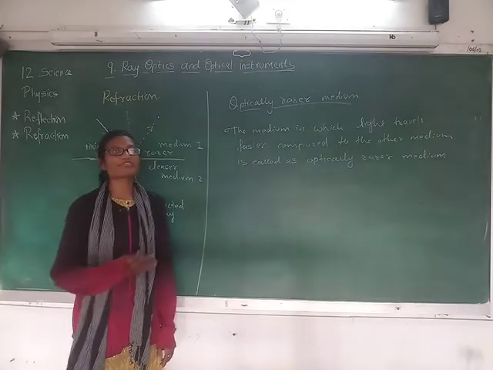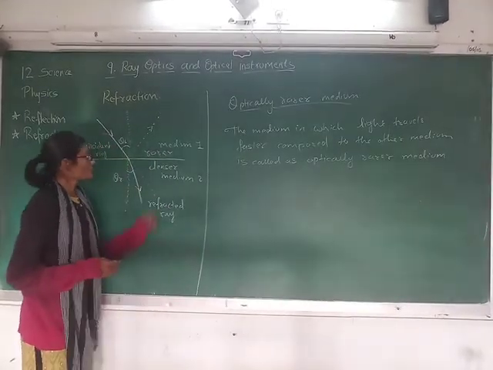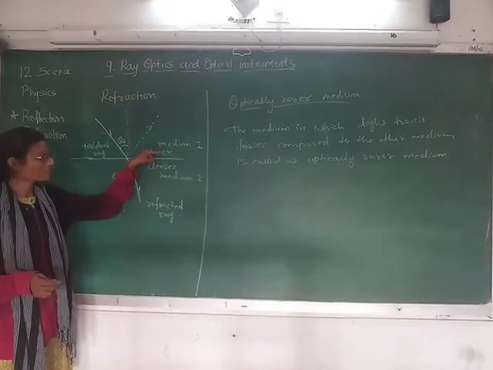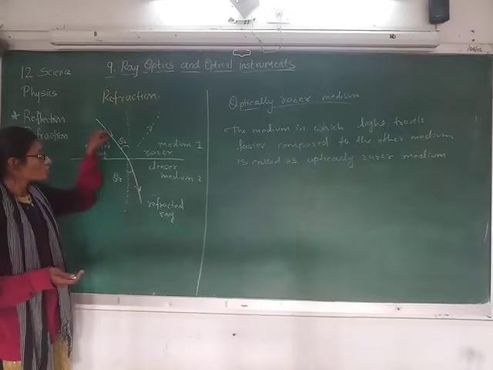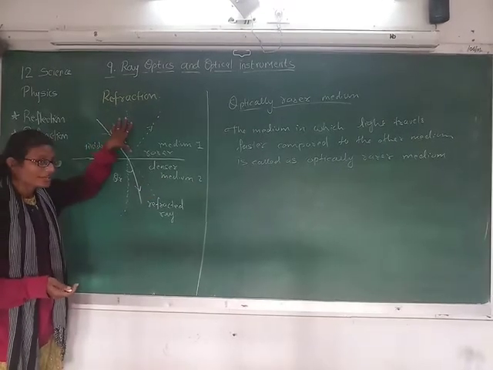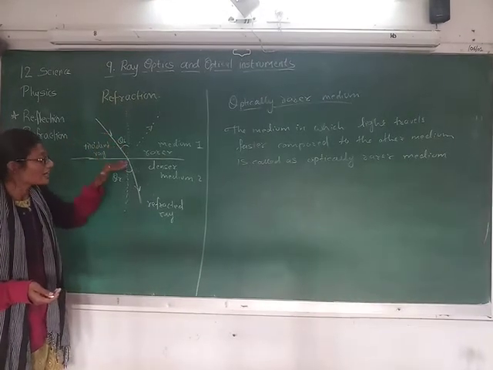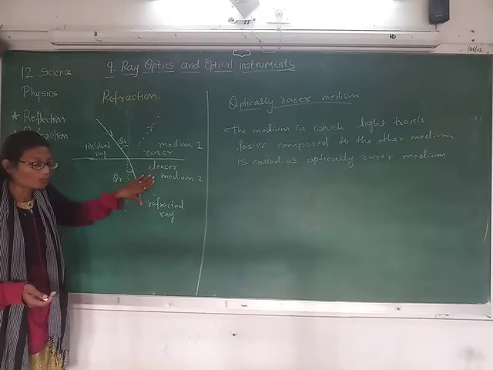The medium in which the light travels faster compared to the other medium. That means here let us consider medium 1 is optically rarer medium, medium 2 is optically denser medium. So here this is the medium in which the light travels faster compared to that of the other medium, that is the medium 2.